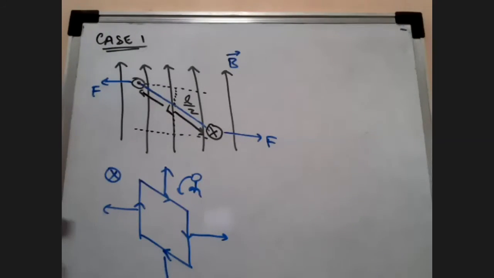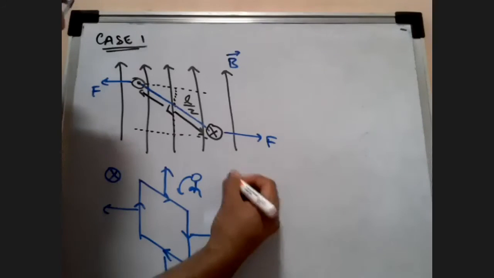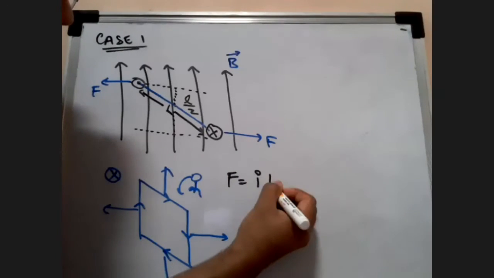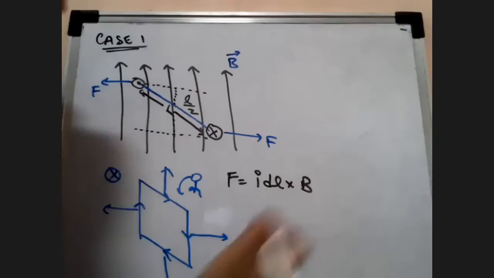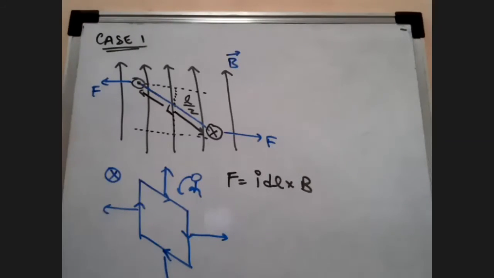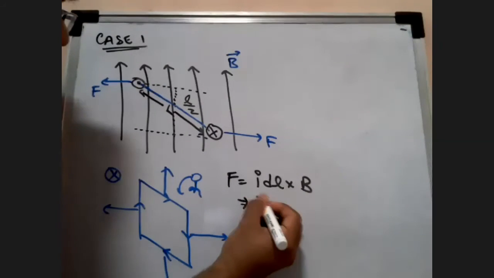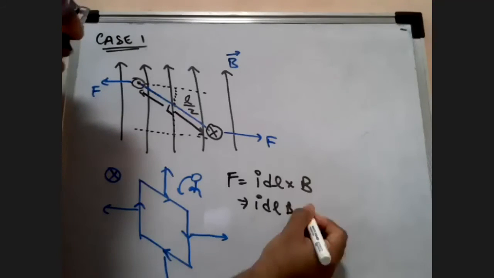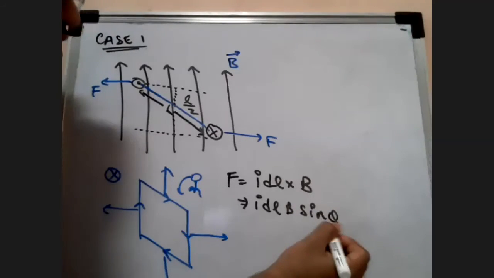Now students, we know that F is equal to what? F is equal to I dl cross B. Yes or no? I dl cross B. But if I open this up, students, I will get I dl B sin theta. Yes or no? What is theta over here?